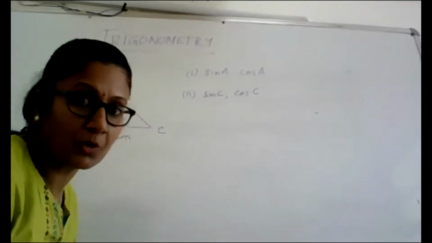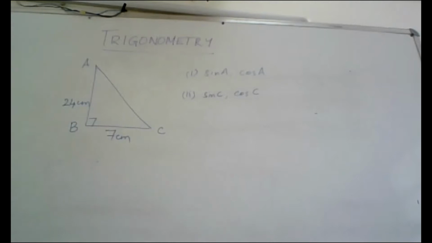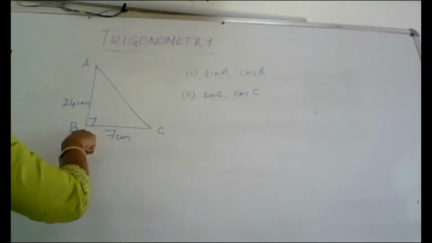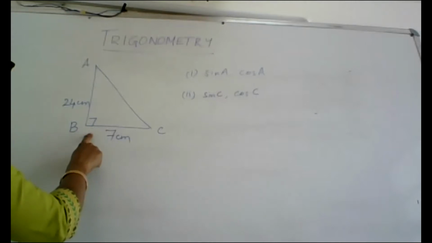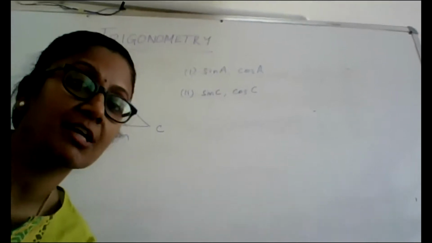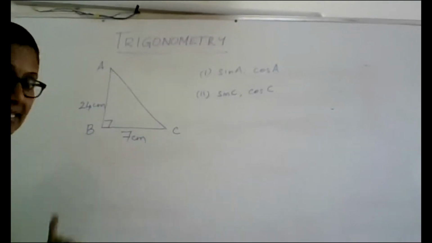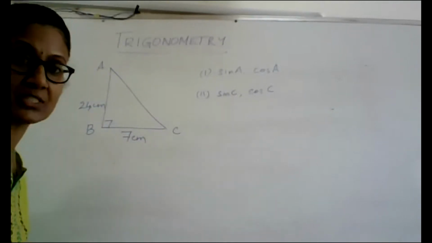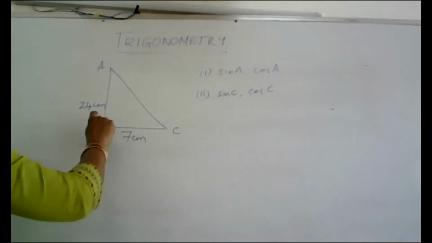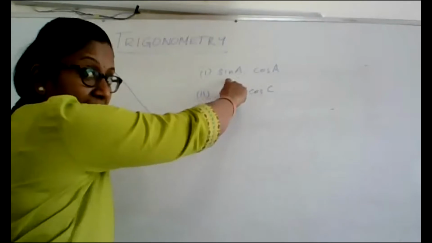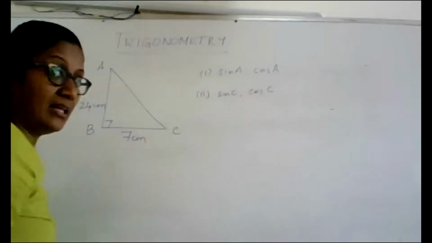Okay, so this is the problem given to us. We have a triangle ABC, right angled at B. I have marked the B as the right angle. Then you are given 2 sides, that is AB as 24 and BC as 7. So these are 2 sides which are given. Now using these 2 sides, I should be able to find these 2 ratios first. That is sine of angle A and cos of angle A.